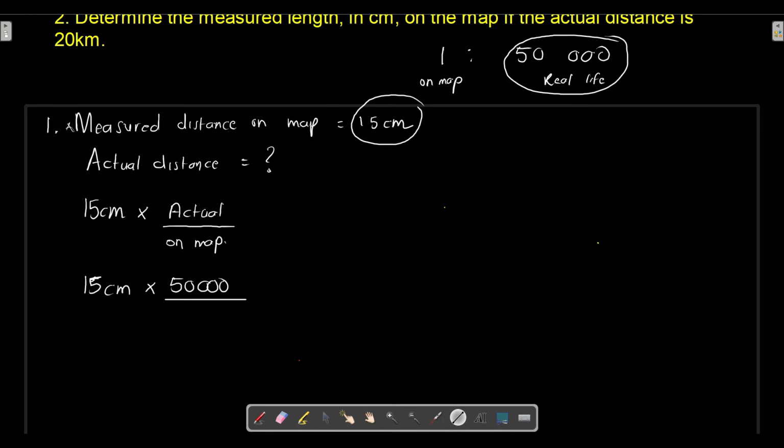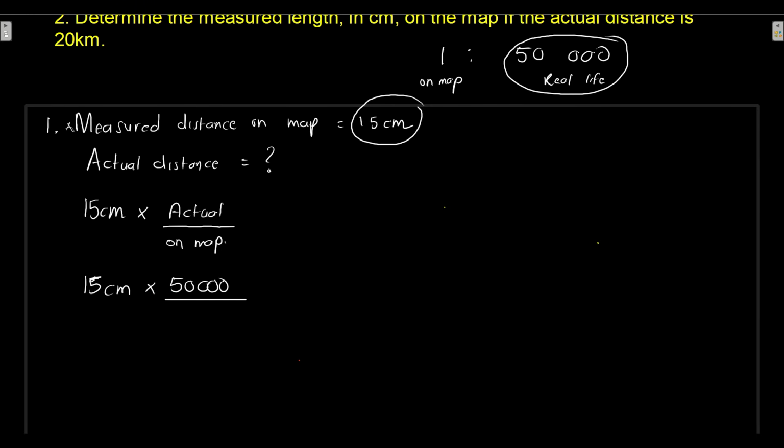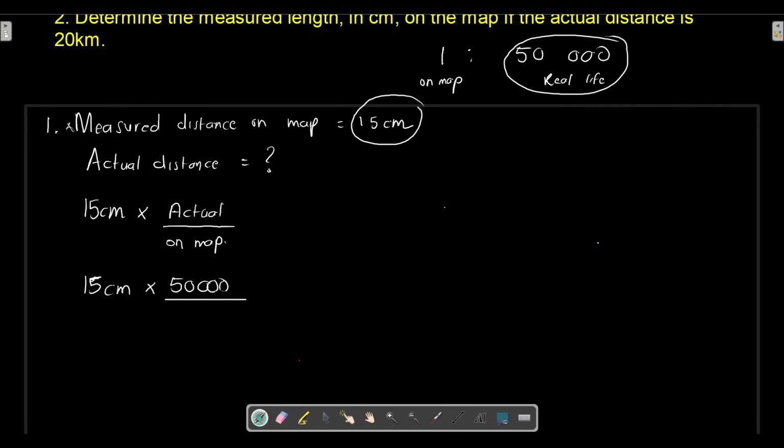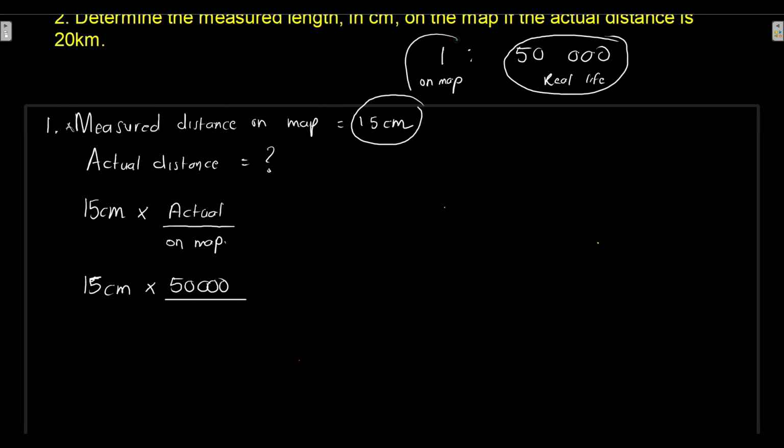What does the 15 centimeters represent? It just represents the length on the map. So we're going to divide by 1. If you take 15 centimeters and you multiply it by 50,000 divided by 1, you will get 750,000 centimeters. That basically means that the actual distance, if you're not on the map and you're moving from one point to another, is 750,000 centimeters.